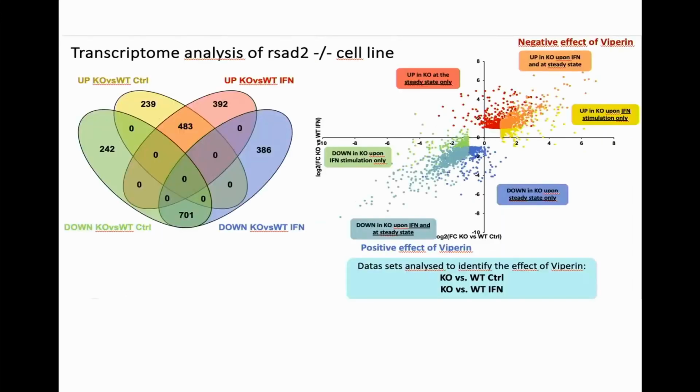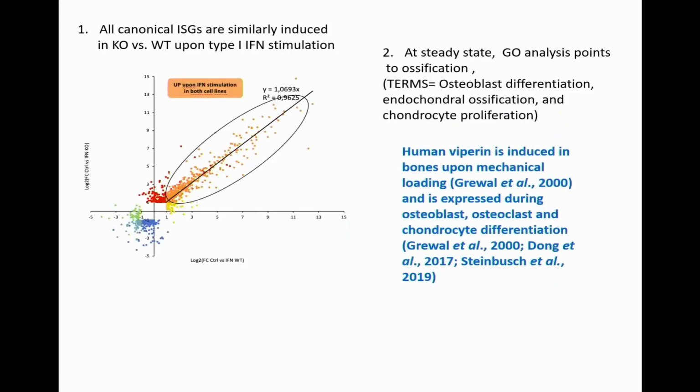Okay, so we analyzed the transcriptome of these cell lines, and I'm showing here what we have seen for one of them. In this axis is the difference between the knockout and the control at the steady state, and in this axis is the difference between the knockout and the control after stimulation with interferon. So we have the corresponding population of genes that are affected by the mutation in one or in the other context.